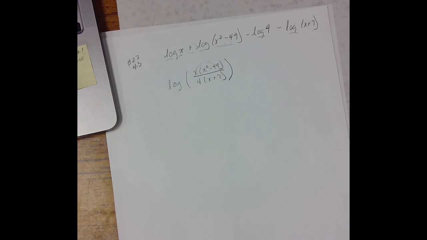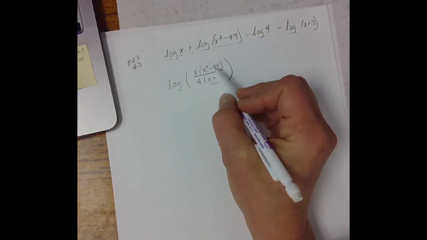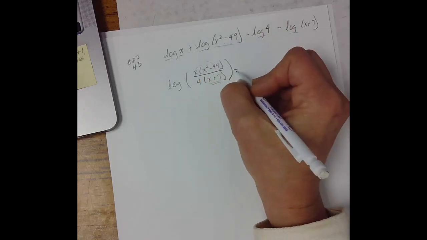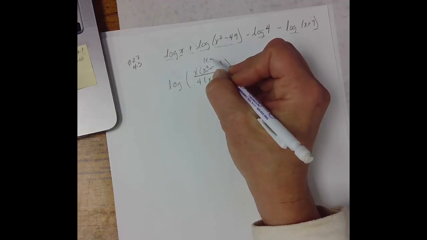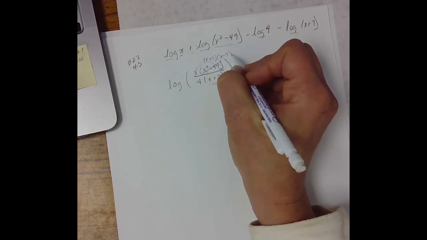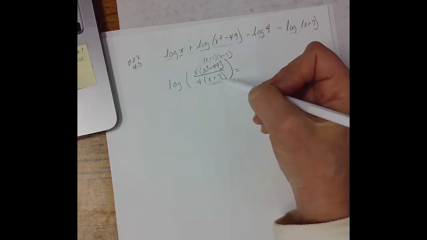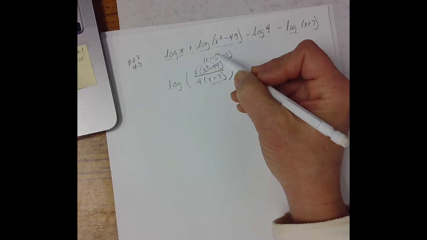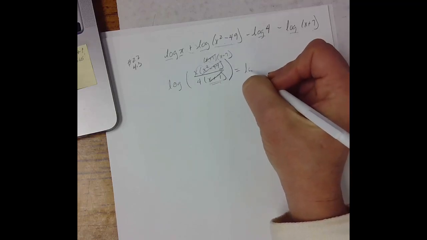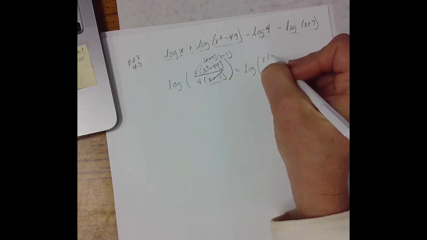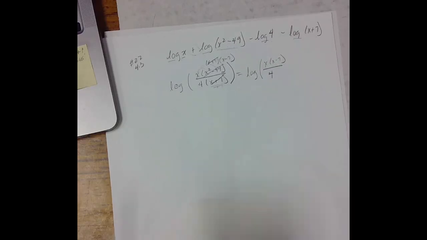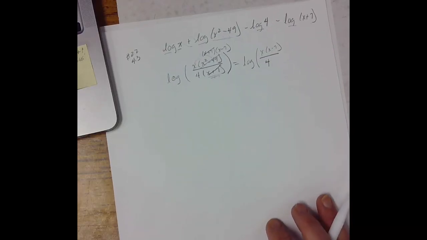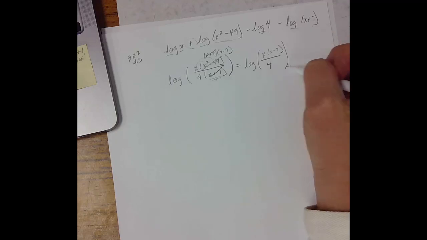I noticed that on this one I have x squared minus 49, and I also have an x plus 7 on the bottom. That means I could factor this. So I could change the x squared minus 49 to x plus 7 times x minus 7. That would indicate that I could then cancel one of my factors of x plus 7. So I could change this to the log of x times x minus 7, all over 4. Remember that you still can't have x equal to negative 7.